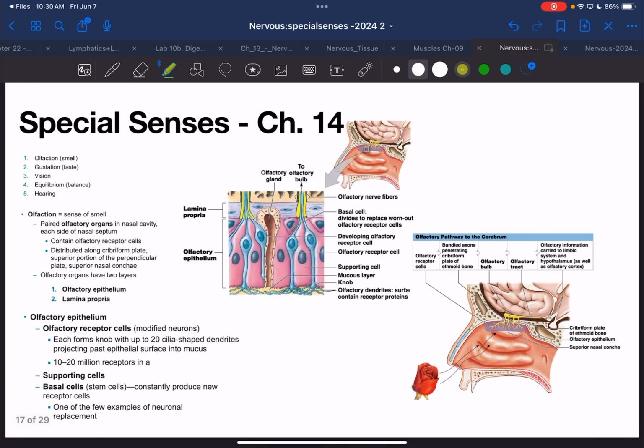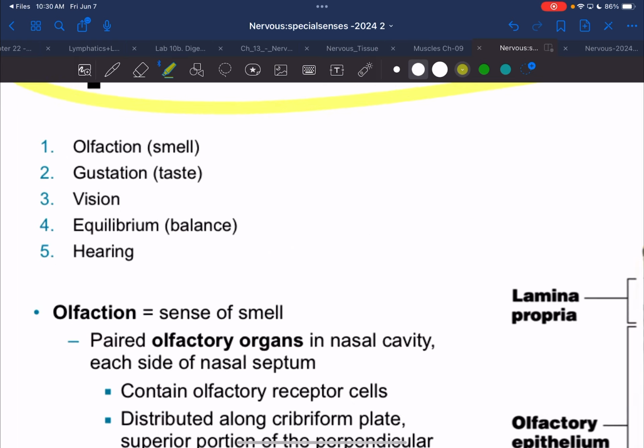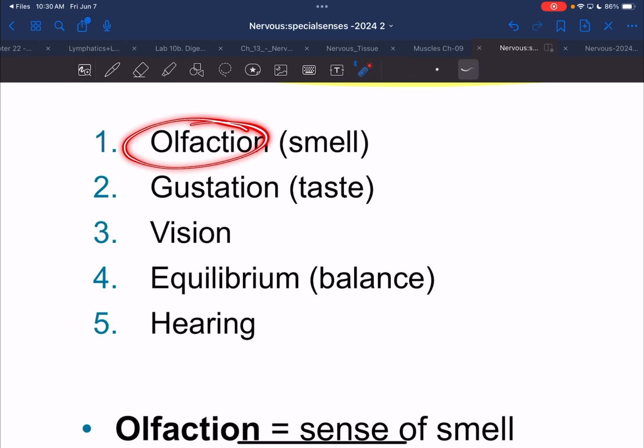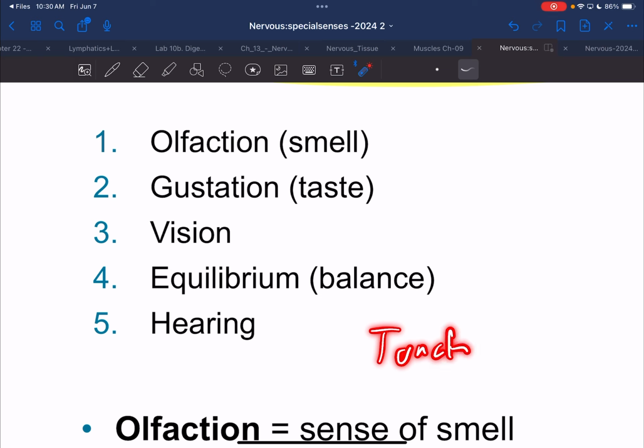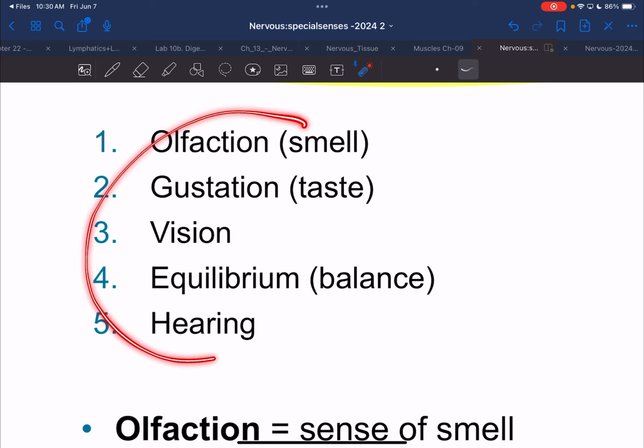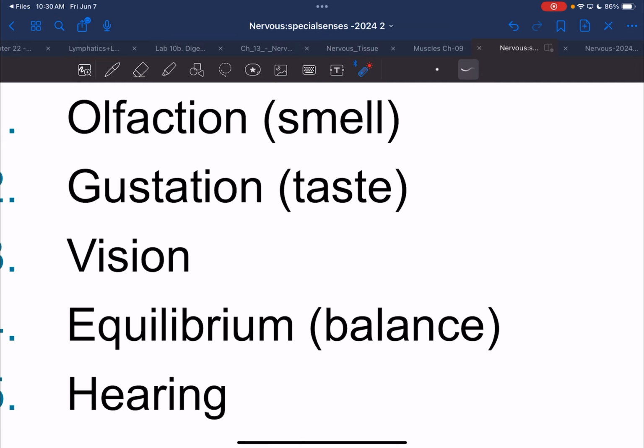All right. And so we make our way to our senses. And now, what exactly are senses? We're going to go over our special senses. And remember that this includes olfaction, taste, vision, balance, and hearing. You don't see touch. You don't see pain. You don't see temperature. The word senses, again, means touch, pressure, pain, temperature, and special senses are going to be these 5 that you are seeing here.